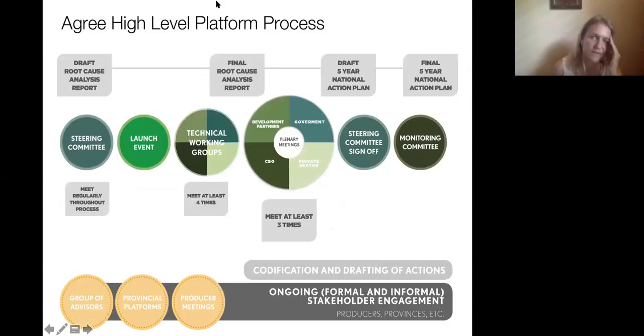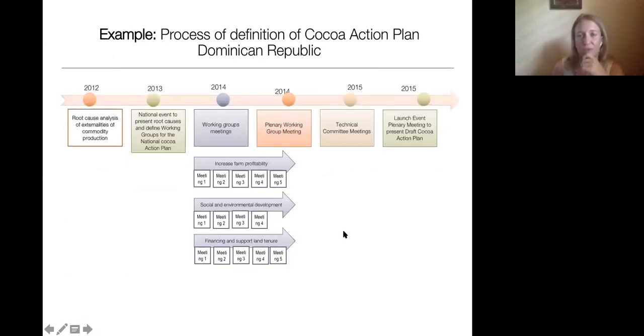And then in terms of agreeing a high-level process plan, this is the kind of template that we have, which you could then adapt for your country, looking at the series over time and what it might look like. This is the template that we provide. And this is an example from the Dominican Republic of what they did over time, how many meetings happened and the themes. So it can be that simple, basically. When we talk about a high-level process plan, it's that kind of level that we're talking about.